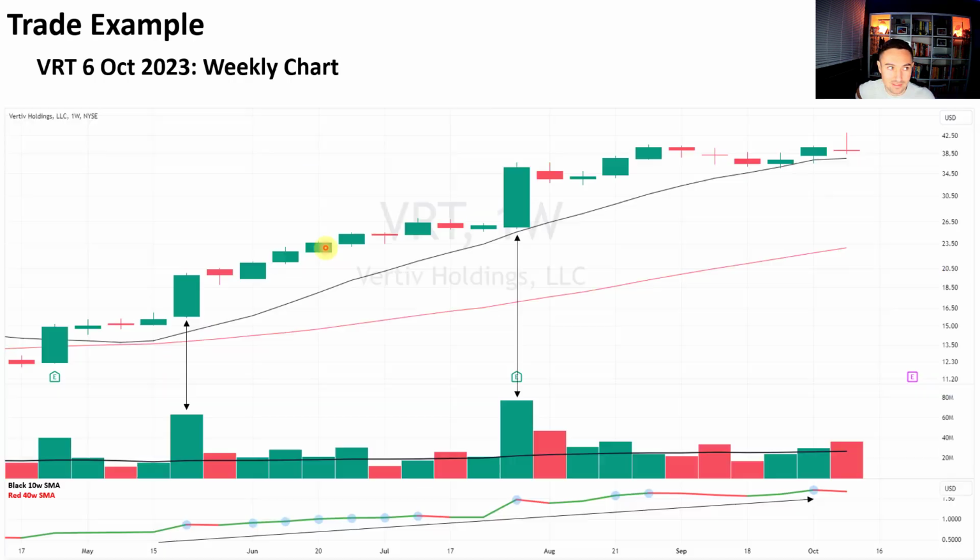Institutions love that stuff. VRT, so I'm going to just show you this on the weekly charts. My entry is coming through here, but on the weekly chart, for me, this is textbook.